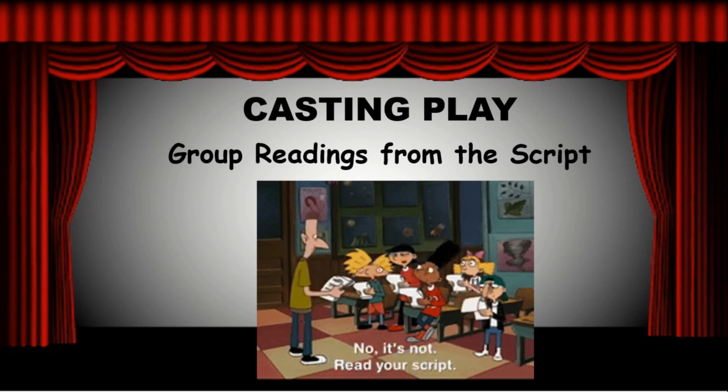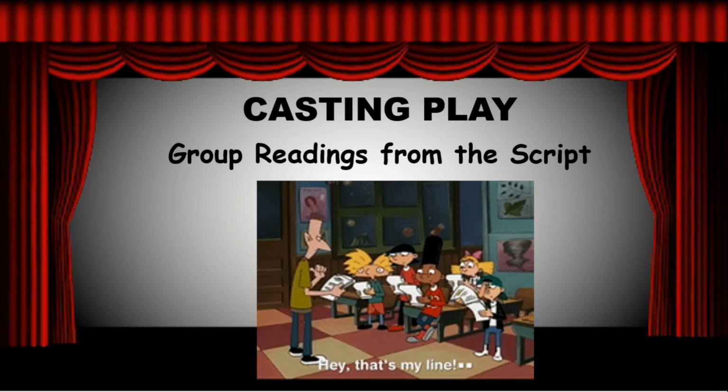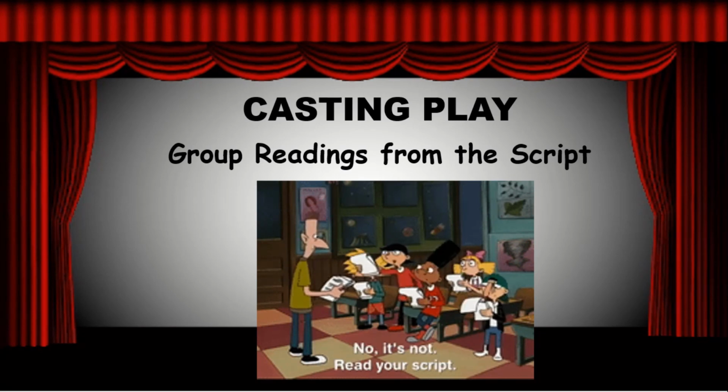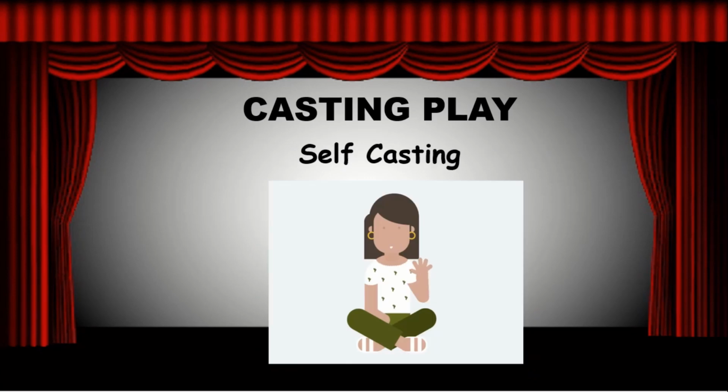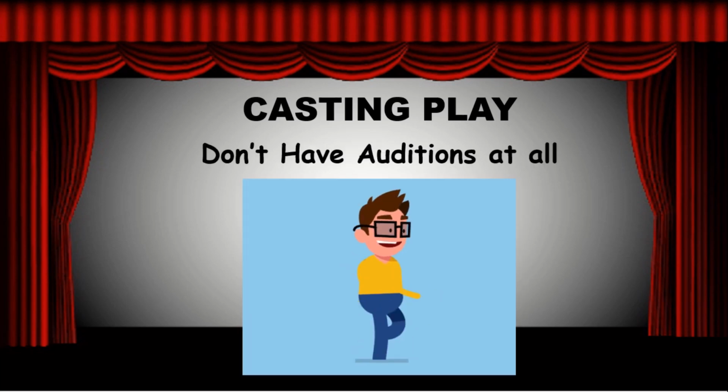Next is the group readings from the script. Everyone interested in the play gets together and reads from the script. The director mixes and matches actors in order to find the optimal casting. Next is self-casting. Directors give the script to the students and let them cast the play on their own. Next is no auditions at all.